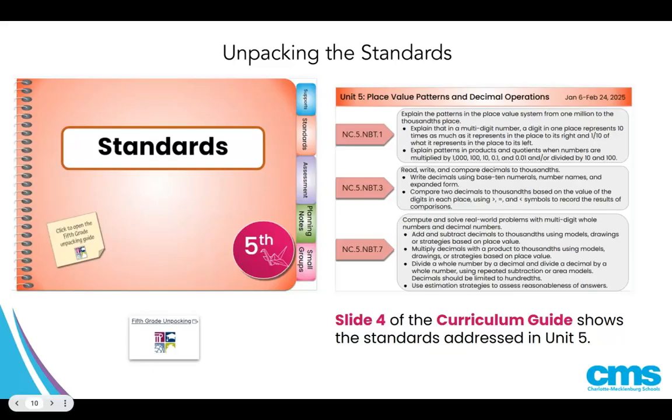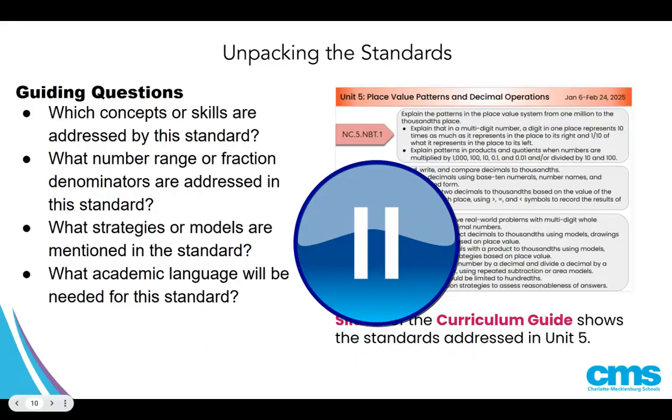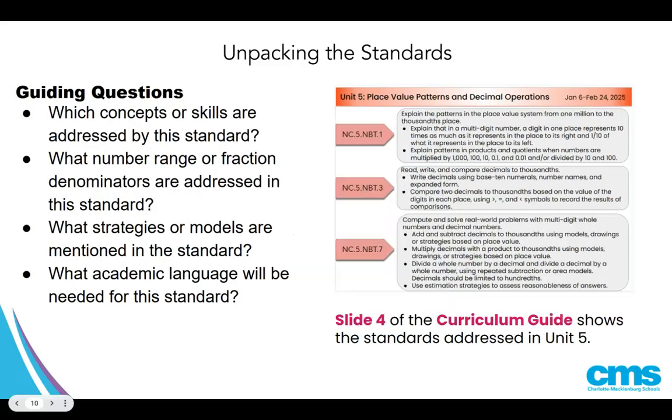To get to the unpacking document, click on the Post-it note on slide 3 of the curriculum guide or on the unpacking symbol at the bottom of the MathRocks 5th grade page. Pause the video and take a moment to read and annotate or take notes about these standards using the unpacking document from pages 10 to 13 and 17 to 22.